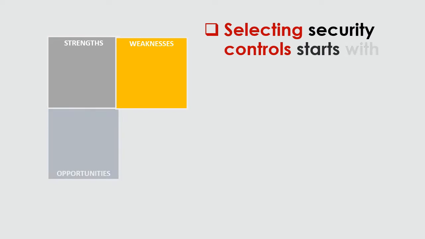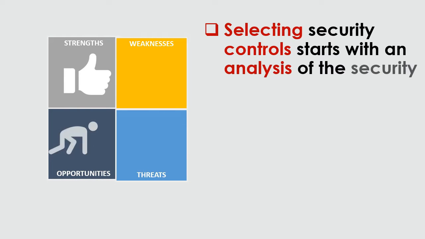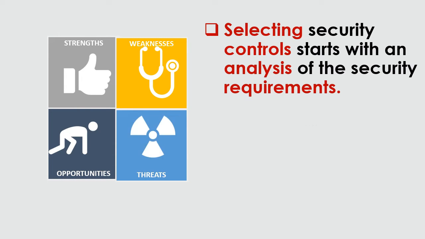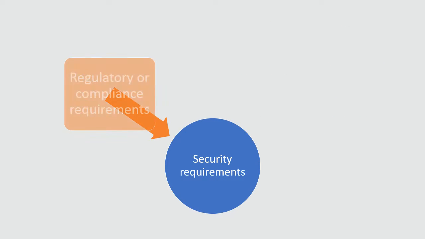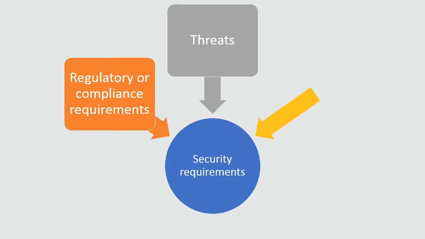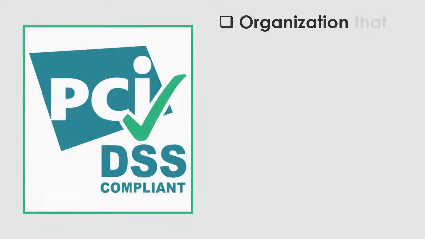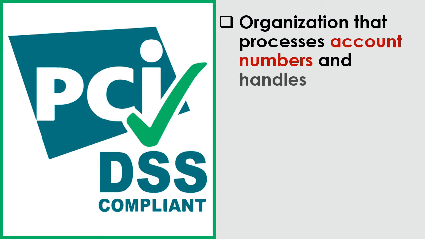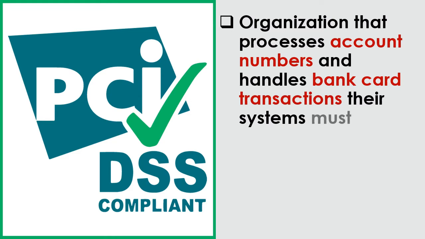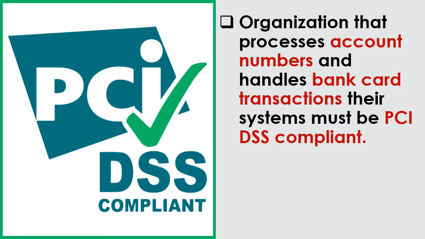Selecting security controls starts with an analysis of the security requirements. Security requirements are determined by analysis of regulatory or compliance requirements, an analysis of the threats to the system, and a risk assessment of the system. For example, an organization that processes account numbers and handles bank card transactions must have systems that are PCI DSS compliant.